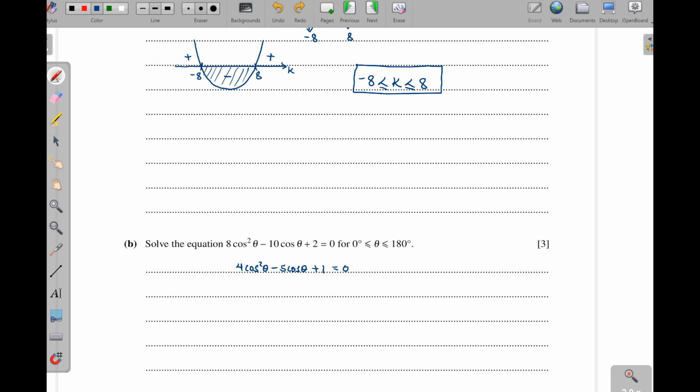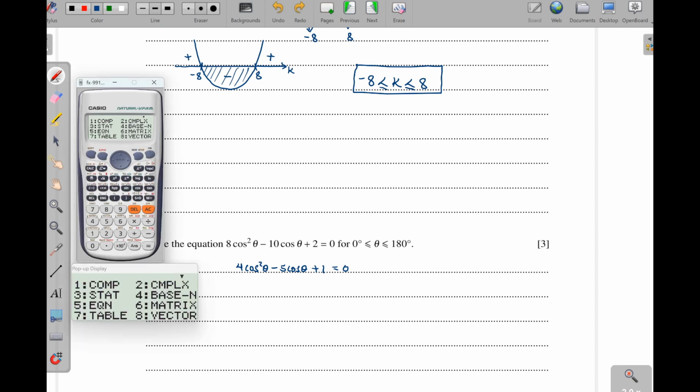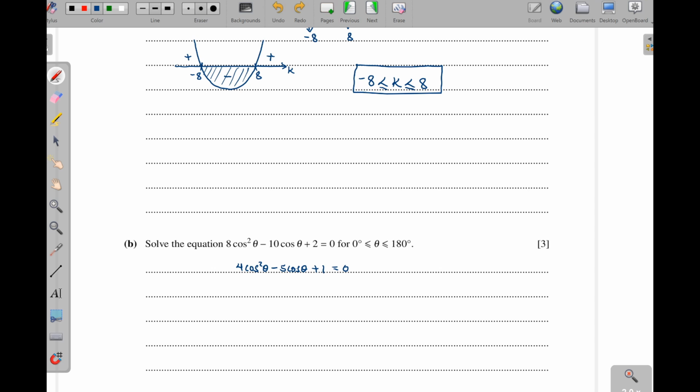Let's see whether it can be factorizable. You go to mode, then what else do you go to? You go to 5, which is the equation, and then 3 is the quadratic. Then we shall put a 4, then minus 5, and then plus 1. So we get 1.25. So 1.25, I will leave space, and then I write cos theta is equal to 1, and then also cos theta is equal to a quarter.